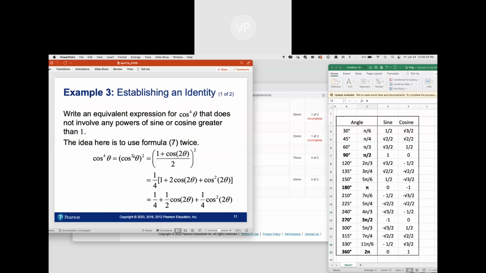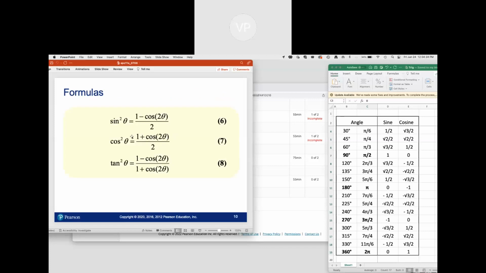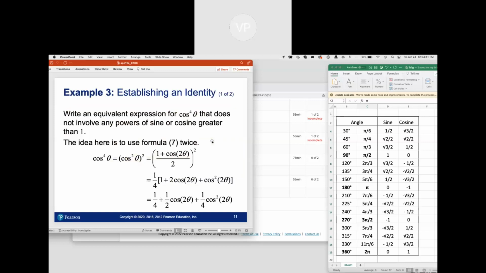Now, I like the first step right here, where they remind you cosine to the fourth is essentially cosine squared, being squared. And they do that so that you can see in this parenthesis, we're going to replace it with all of this right here, this 1 plus cosine 2 theta over 2. That's going to replace the cosine square. And that's what you see right here.